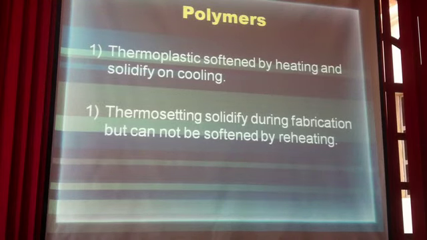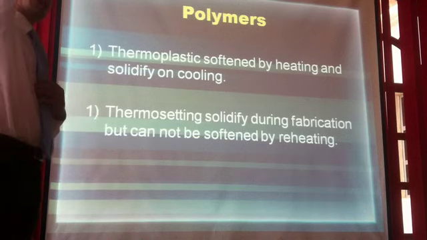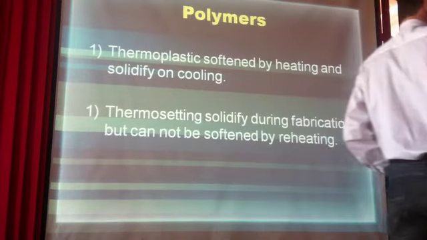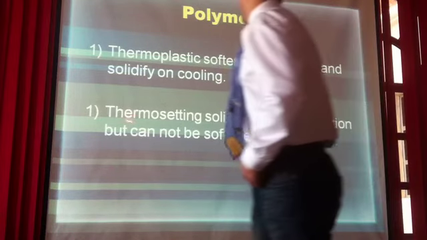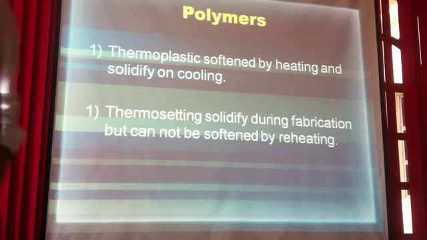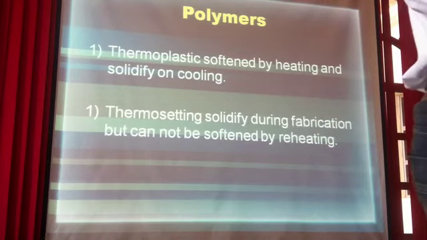There is thermoplastic and thermosetting. Here I have to mention the reversible and irreversible hydrocolloid. Thermoplastic is softened by heat and solidified by cooling, so it can go back and forth. This is a reversible hydrocolloid. What is the most popular example of the reversible hydrocolloid? The thermosetting solidifies during fabrication but cannot be softened by reheating. What is the most popular example of this one? We said last time? Alginate.